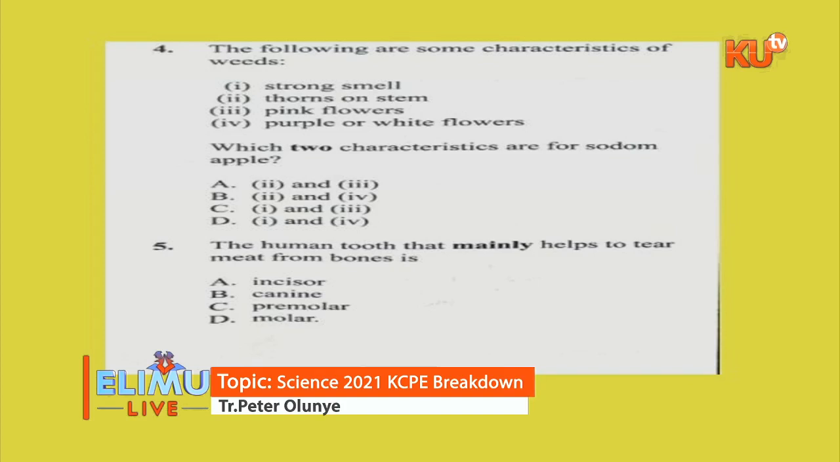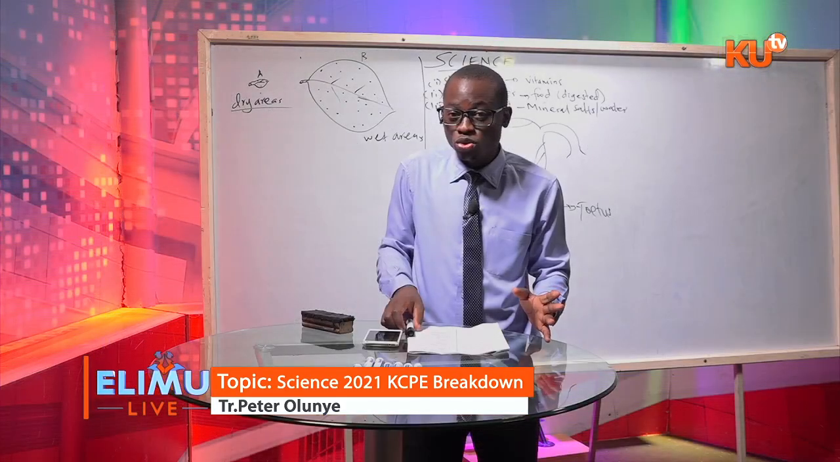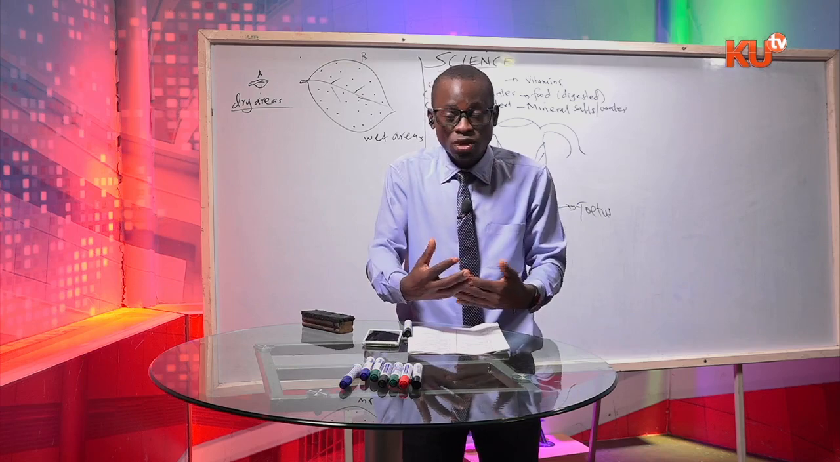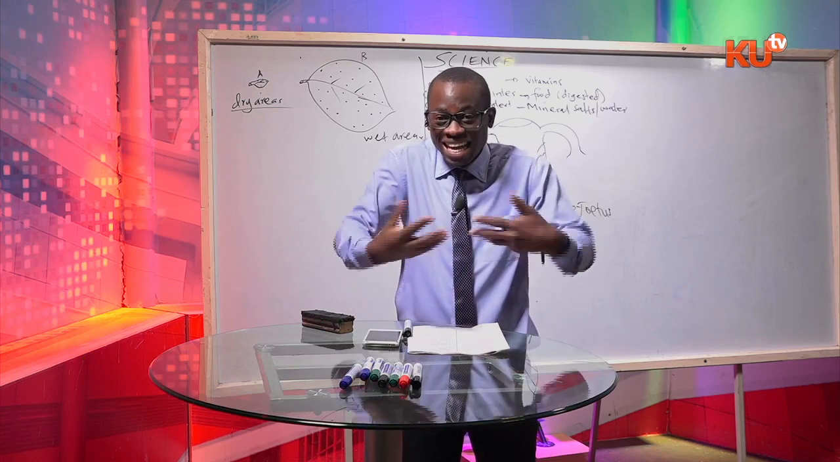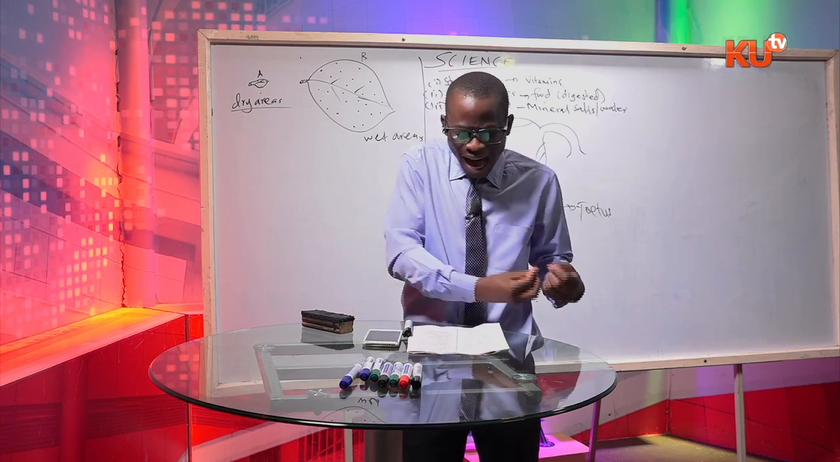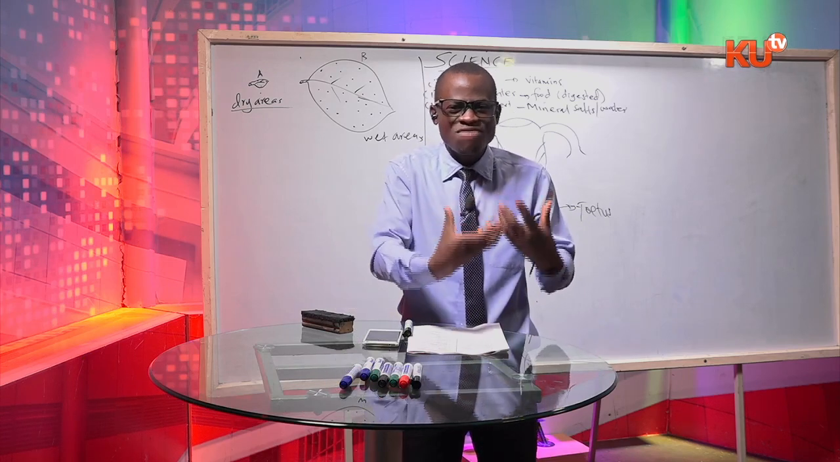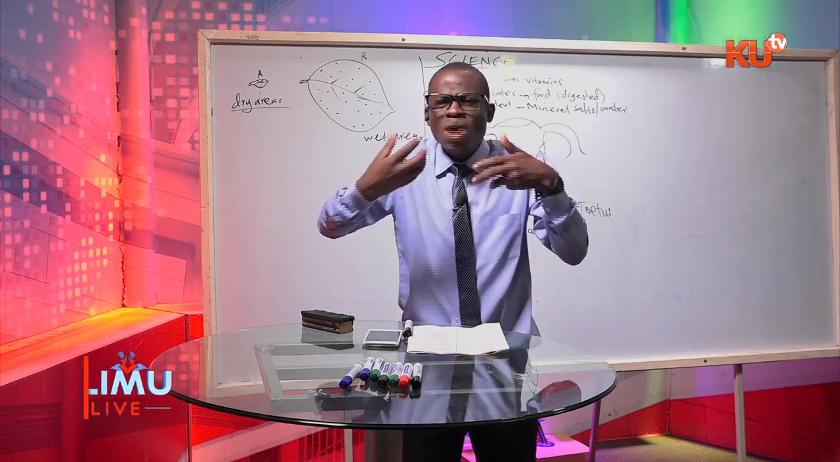Now, boys and girls, here you are supposed to identify. Your teacher would have taught you this kind of weeds, and you would have seen them even in the farm. You would have looked at them. You see the characteristics. Which ones have strong smells? Which ones have tap roots? Which ones have fibrous roots? Which ones have white flowers?